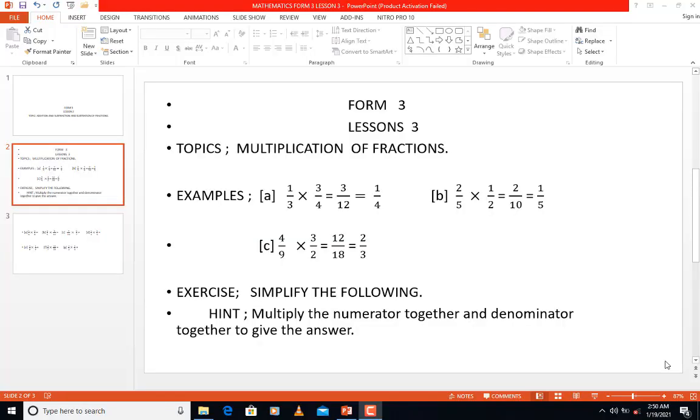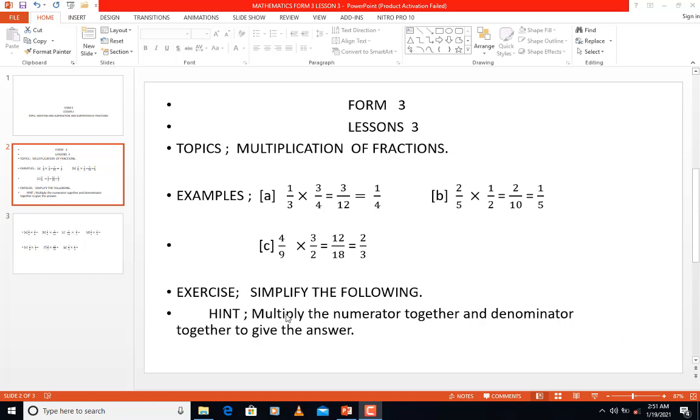So in this lesson 3, we are going to discuss multiplication of fractions. In the multiplication of fractions, we are going to look at how we multiply fractions. I want to explain the important points, the important notes, when you are multiplying fractions.